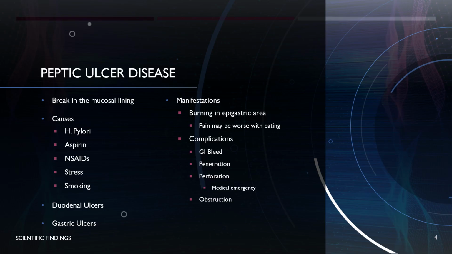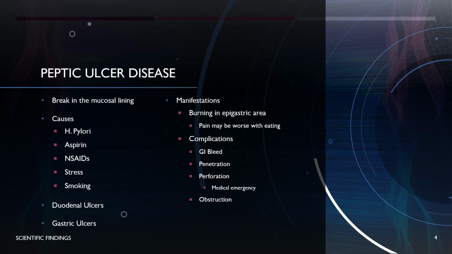Peptic ulcer disease. Peptic ulcer disease is a break in the mucosal lining. We have some sort of ulcer in the mucosal lining of our esophagus, stomach, small intestine, or even our large intestine. One of the big causes is H. pylori. H. pylori is a bacteria that normally lives in our gut flora, but when we have high acidic states, when our stomach acid is more acidic and we have more of it, then H. pylori can become an opportunistic bacteria, and it embeds itself into the lining of the mucosa and causes these ulcers.